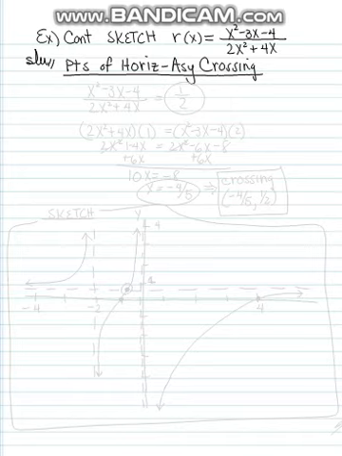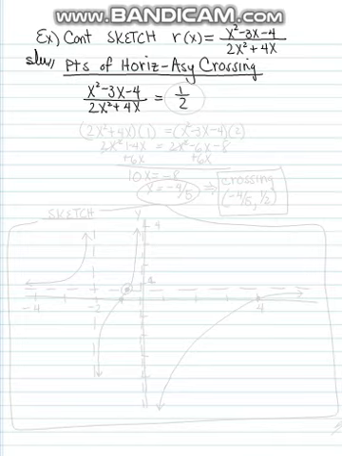And we do that by setting the rational function, x squared minus 3x minus 4 over 2x squared plus 4x, equal to the c value. And what was the c value? In the previous video, we had y equals c representing the horizontal asymptote. It was y equals 1/2.